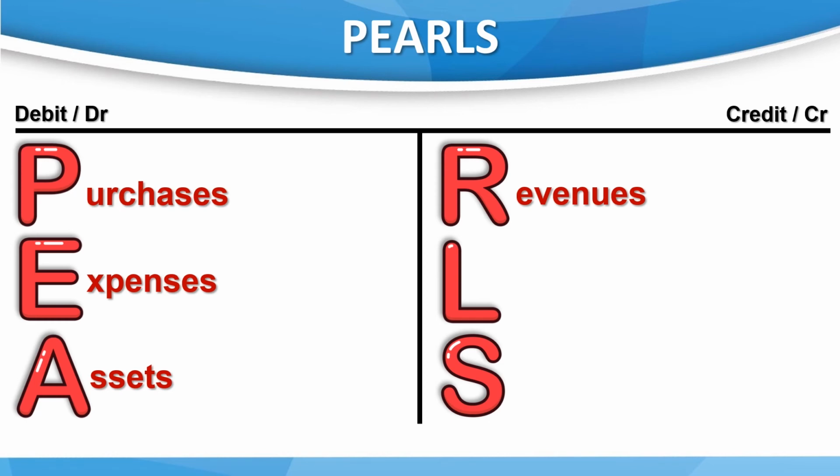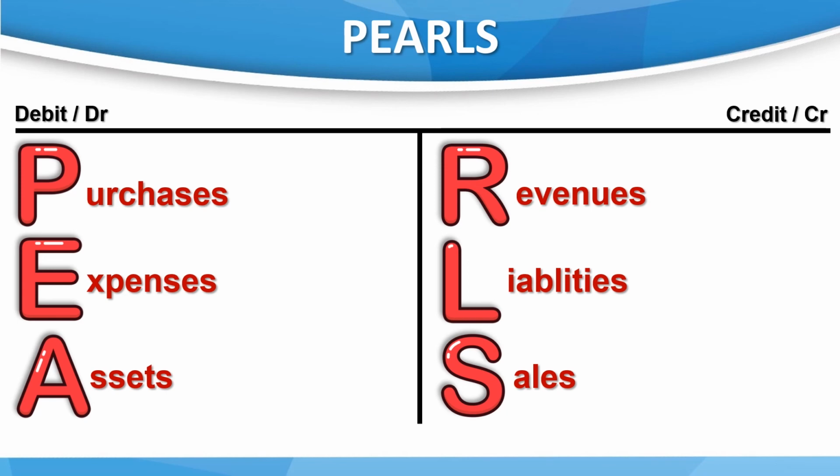Next on the credit side is L, and L stands for liabilities, such as any loans or bank overdrafts, and will also include any money owed by a business to its creditors, such as its trade payables in the payables ledger control account. Finally on the credit side is the letter S, and S stands for sales, and this is quite simply the income a business receives from selling its goods or services.